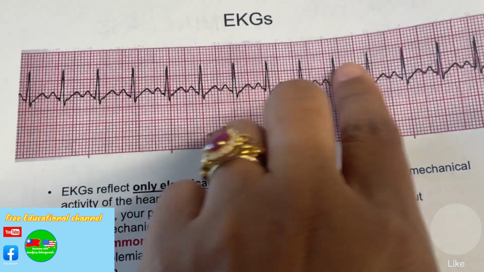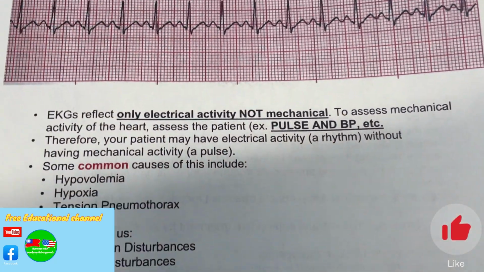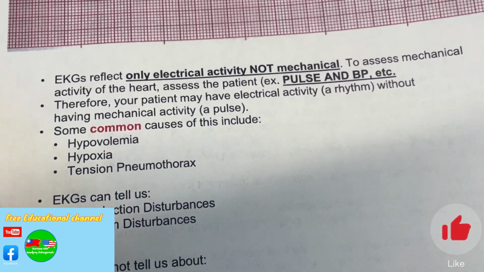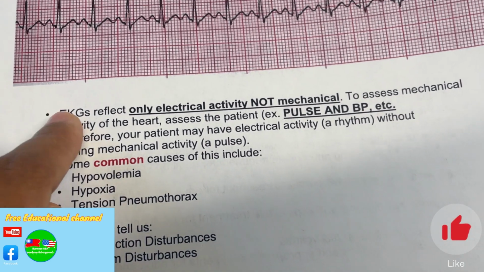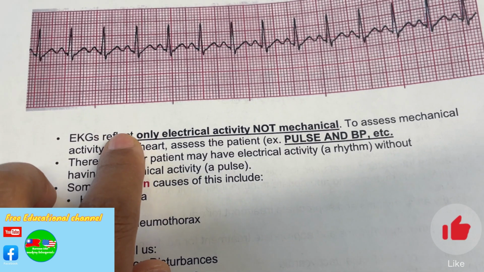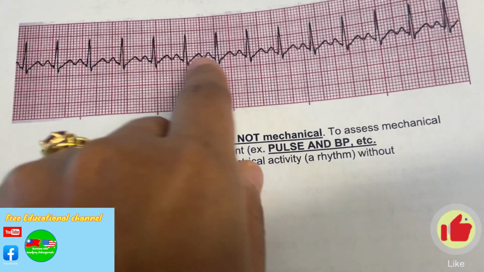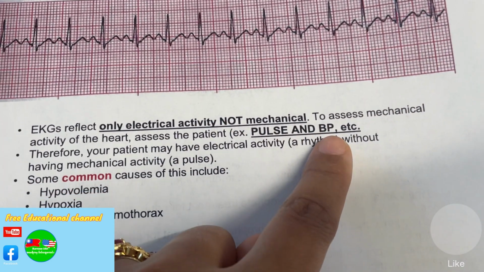Those graphs are like ECG strips. You know that, right? Okay, so first let's see, what is ECG? ECGs reflect only electrical activity, not the mechanical. Electrical means all that shows up on the strip, but it's not mechanical.